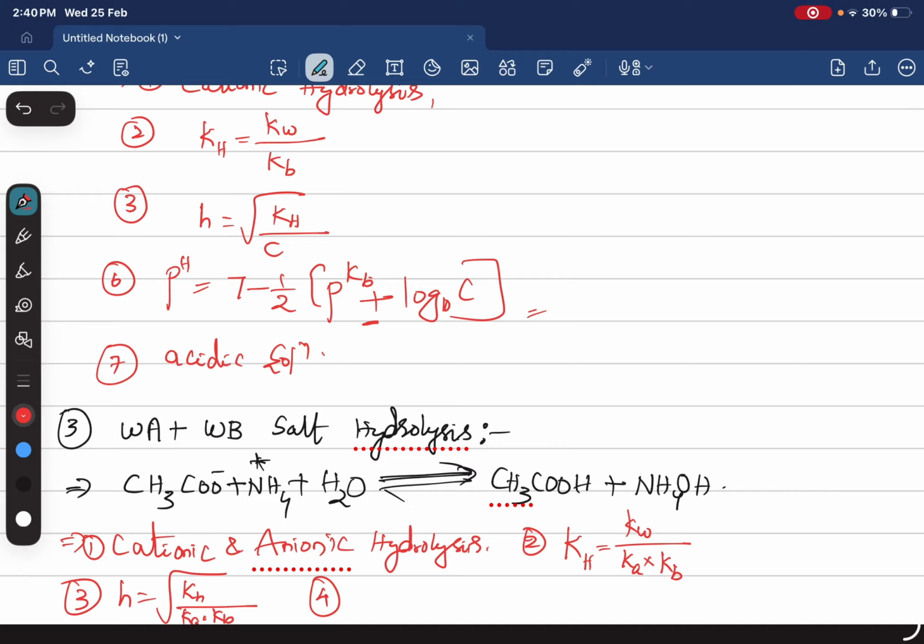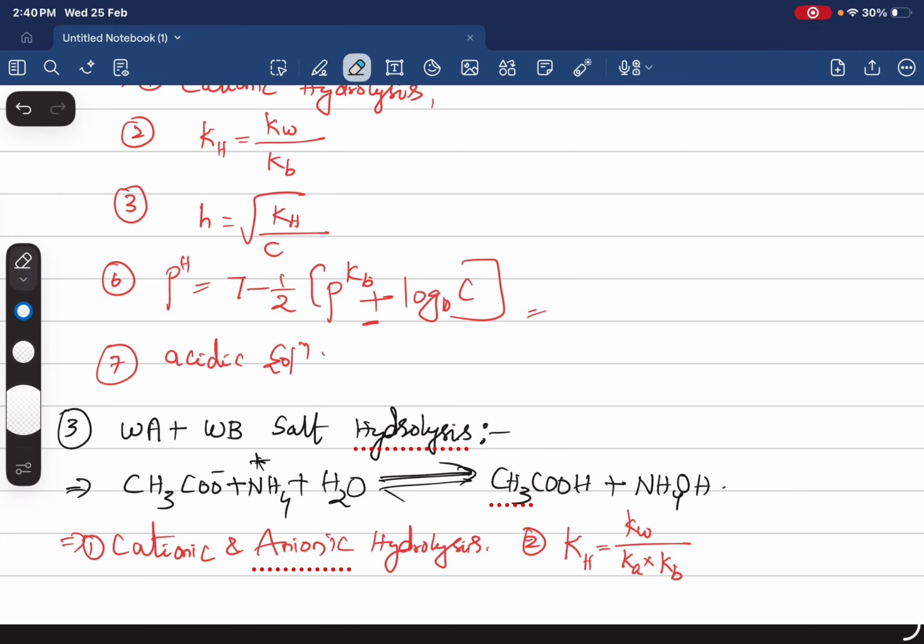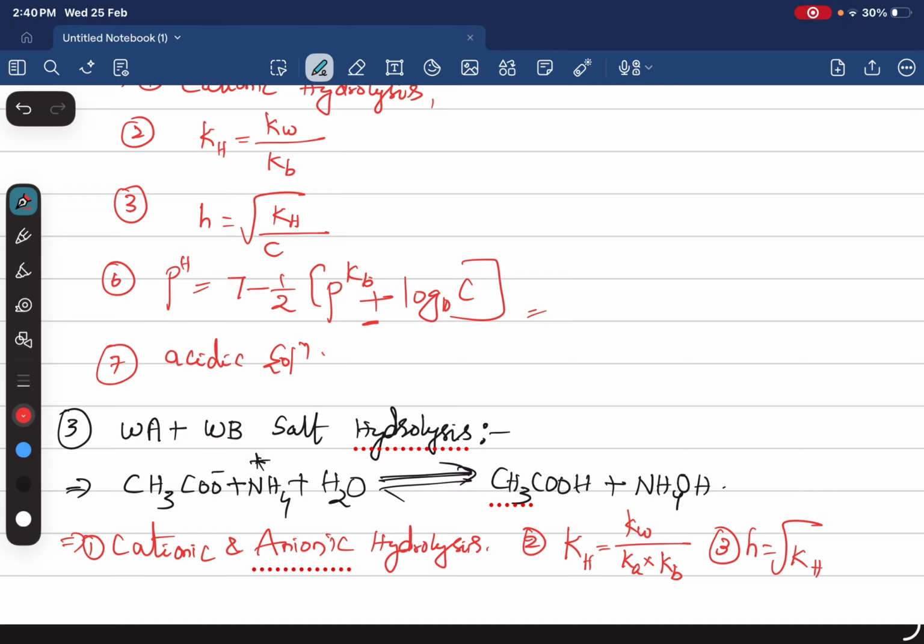So next is H equals under root KH, because this hydrolysis doesn't depend on the concentration of salt. So pOH doesn't depend on the concentration of salt. Why? Because these are weak ions. It doesn't matter what the concentration of weak ions is. It is ready to hydrolyze, it will, otherwise it won't. So the concentration of salt doesn't matter in this.